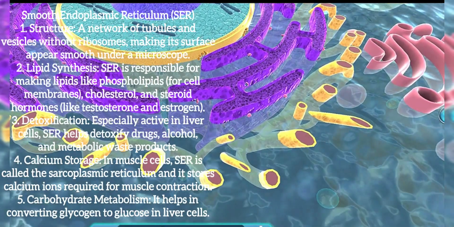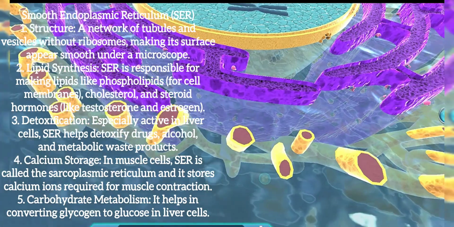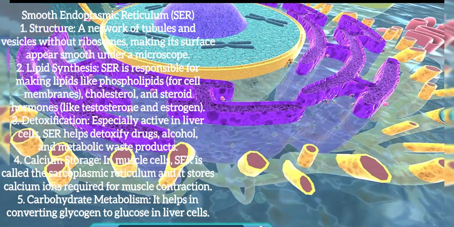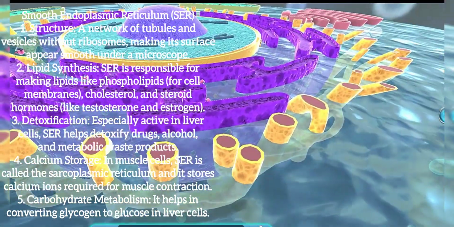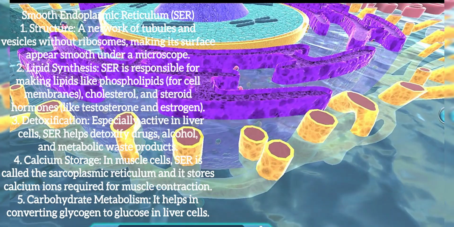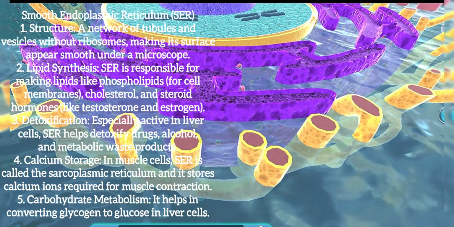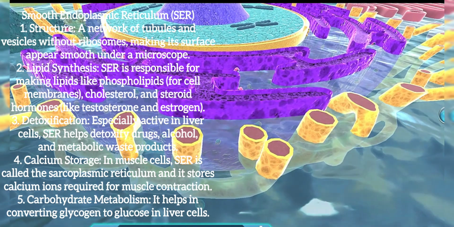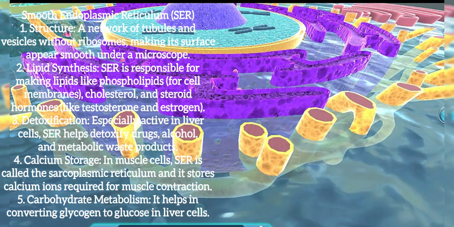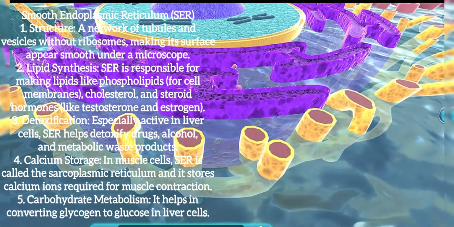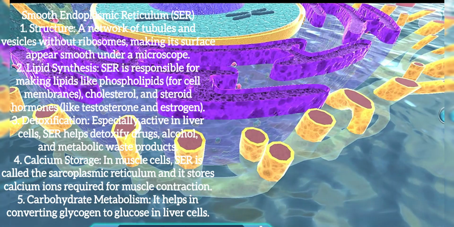Smooth endoplasmic reticulum, SER. 1. Structure. A network of tubules and vesicles without ribosomes, making its surface appear smooth under a microscope. 2. Lipid synthesis. SER is responsible for making lipids like phospholipids for cell membranes, cholesterol, and steroid hormones like testosterone and estrogen. 3. Detoxification.